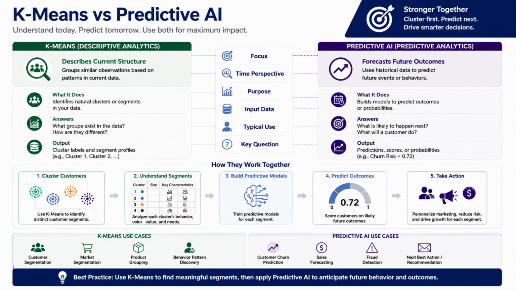Section 28, K-means versus predictive AI. Predictive machine learning forecasts future outcomes.